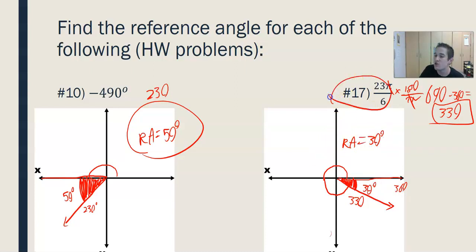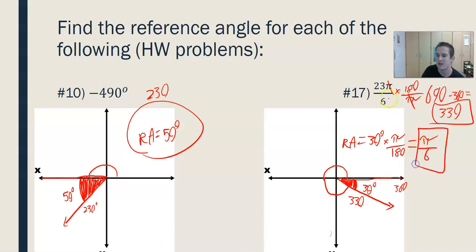But my question was in radians, so I need to convert that back into radians by multiplying by pi divided by 180. So 30 divided by 180, if I write that as a fraction, is 1/6, so my reference angle is pi over 6. Notice again, my original angle measure was 23 pi over 6. My reference angle is pi over 6. Coincidence? You decide. As you're going through your homework, let me know if that's a coincidence.